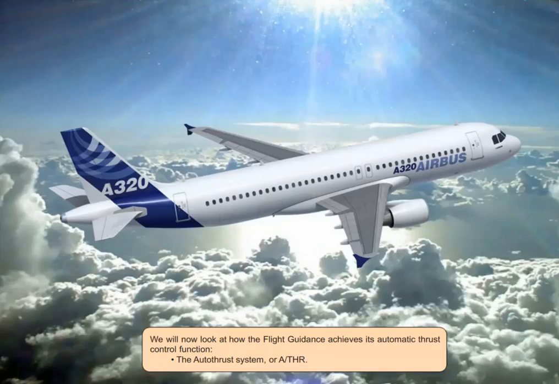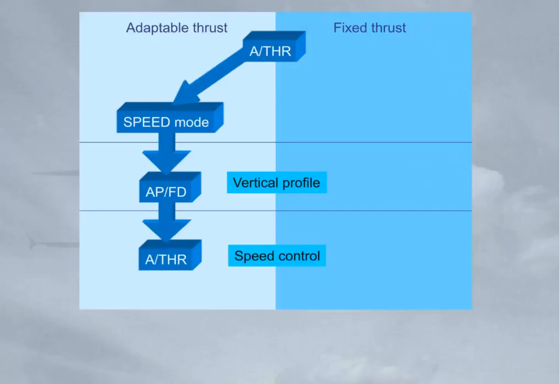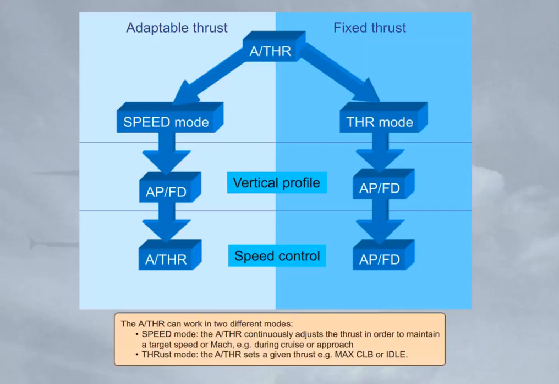We will now look at how the flight guidance achieves its automatic thrust control function, the auto thrust system or auto thrust. The auto thrust can work in two different modes. Speed mode: the auto thrust continuously adjusts the thrust in order to maintain a target speed or Mach, e.g. during cruise or approach. Thrust mode: the auto thrust sets a given thrust, e.g. max climb or idle.